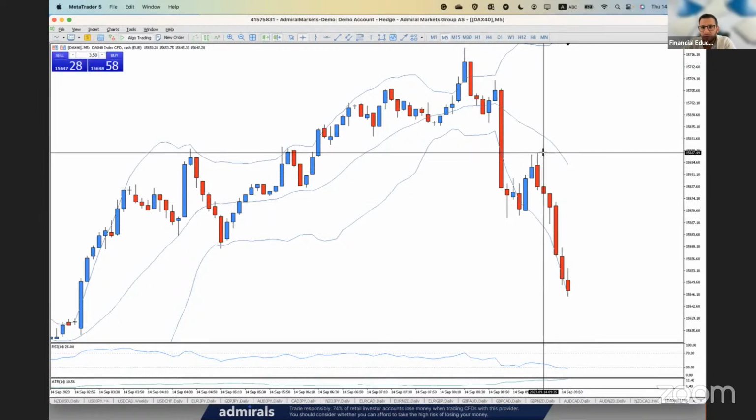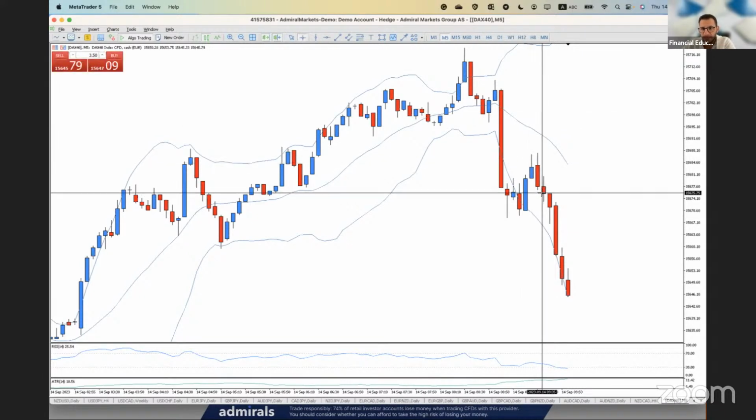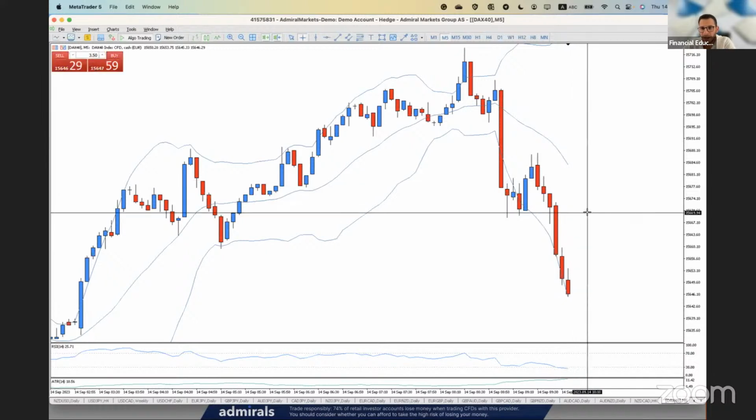If you guys want to play a buy stop order, place a buy stop order here, the room of opportunity is somewhere, give or take 10 pips, 10 points, okay. But because I want to go vigorously for 2-to-1, I need to wait for some kind of retracement.